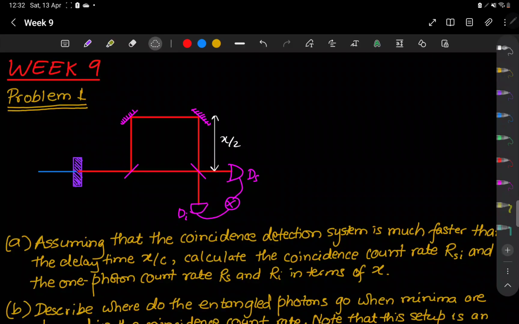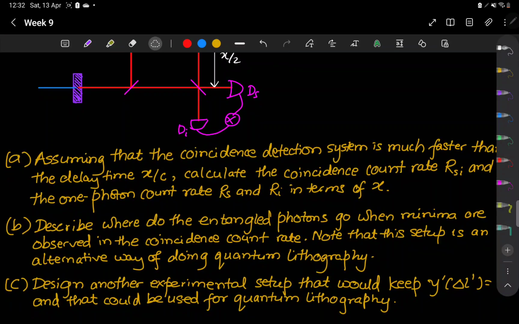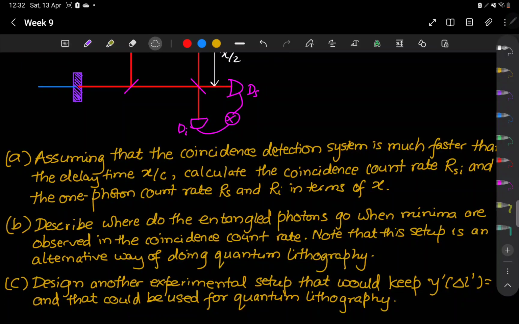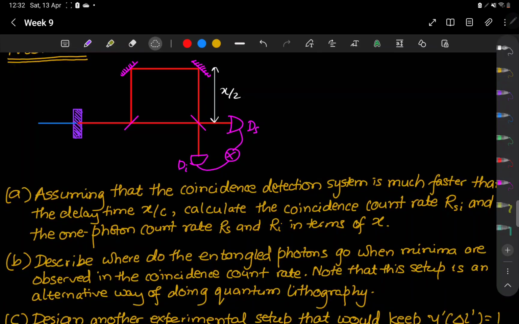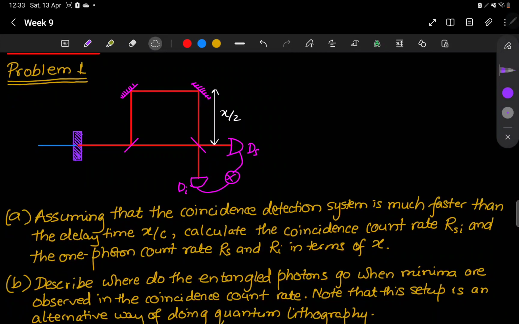So let us begin with the first question. This is the setup for the first question. Let me read out the first question for all of you. It has got three parts. First part: assuming that the coincidence detection system is much faster than the delay time x over c, calculate the coincidence count rate RSI and the one photon count rates RS and RI in terms of x.